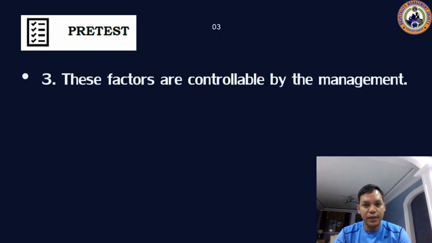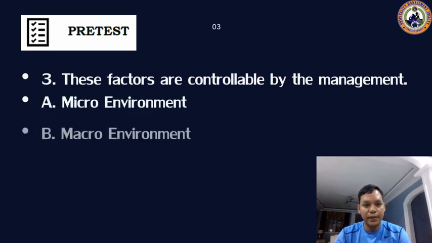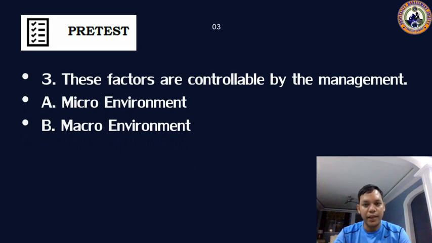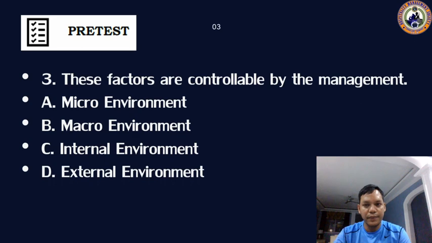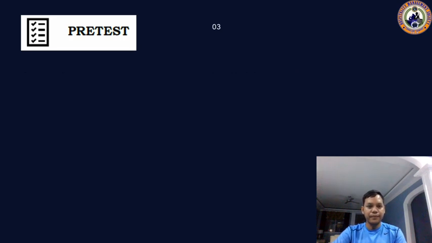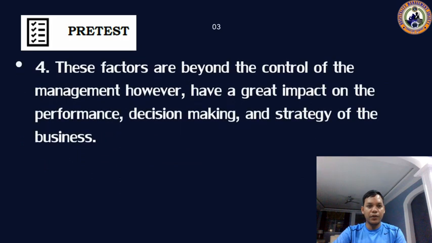These factors are controllable by the management. A. Microenvironment. B. Macro environment. C. Internal environment. Or letter D. External environment. The answer for number 3 is letter C, internal environment. Let's proceed to number 4.